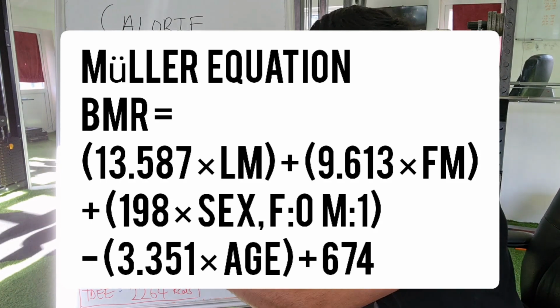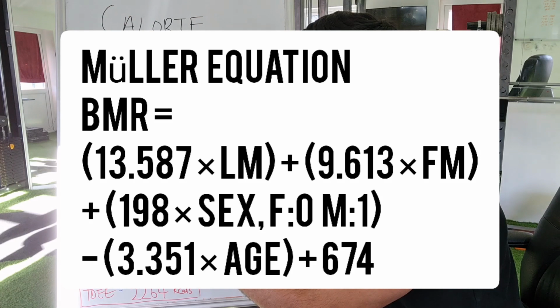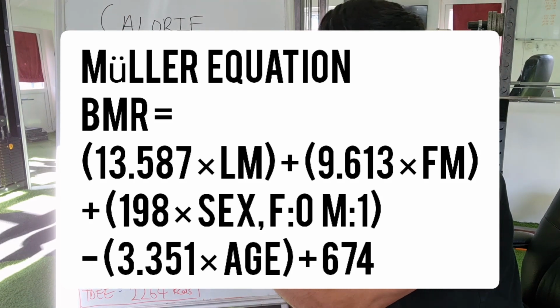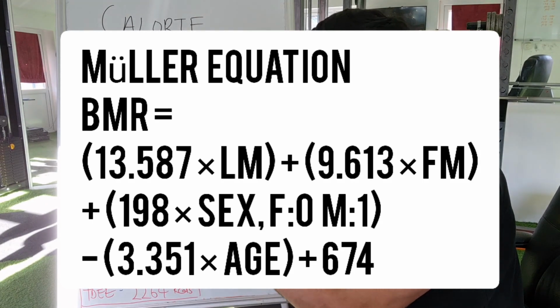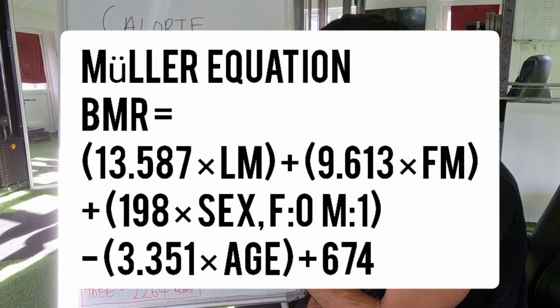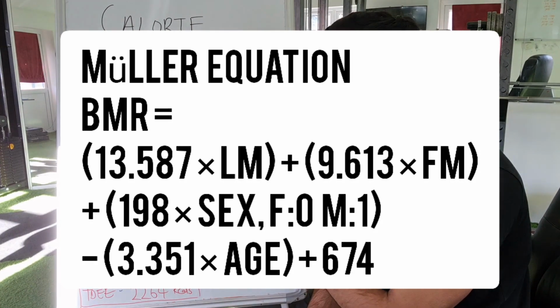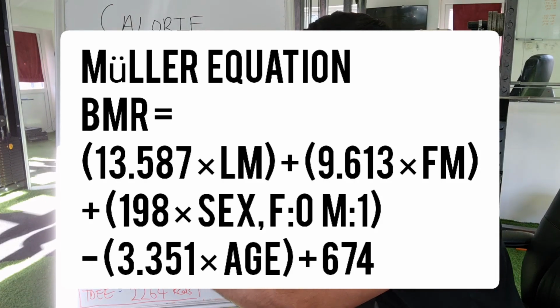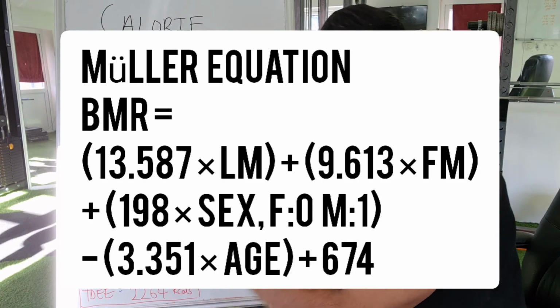open bracket, 198 multiplied by their sex. So if you're female, it's going to be 0. If you're male, it's going to be multiplied by 1, close bracket, minus open bracket, 3.351 multiplied by the age number, close bracket, plus 674, and that's going to give you a BMR.